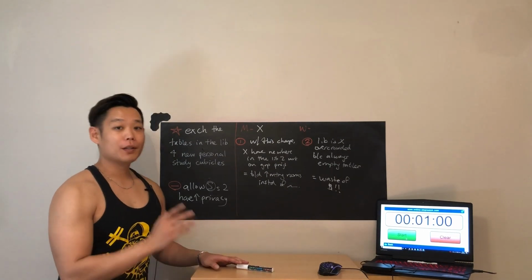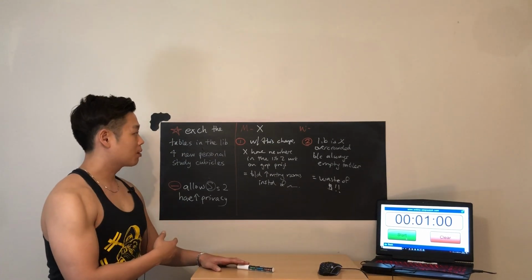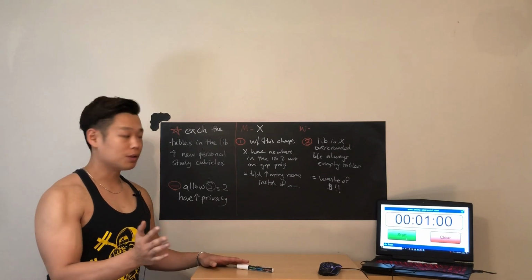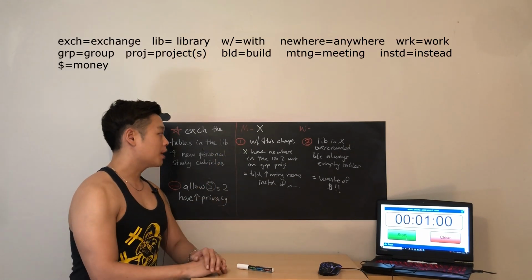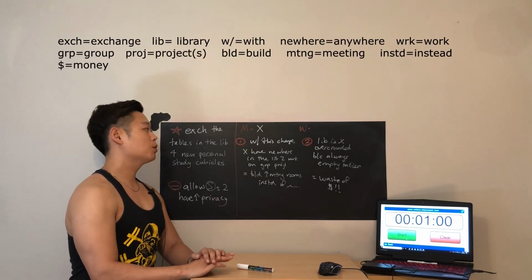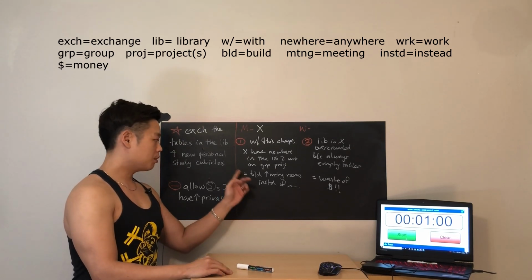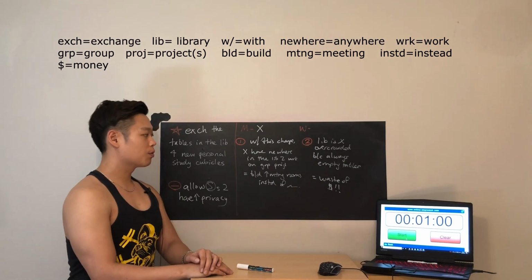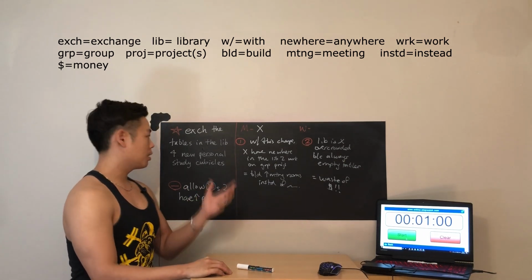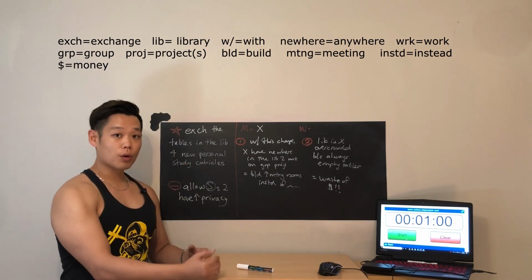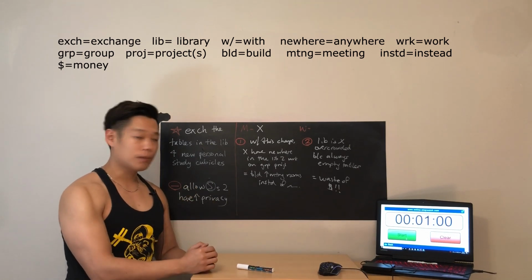All right, now in this conversation, the man was the main character and he did not like the school's new decision. And the first reason he said, with this change, students will not have anywhere in the library to work on group projects. As a result, the university should build more meeting rooms instead of purchasing personal study cubicles or exchanging the tables in the library.